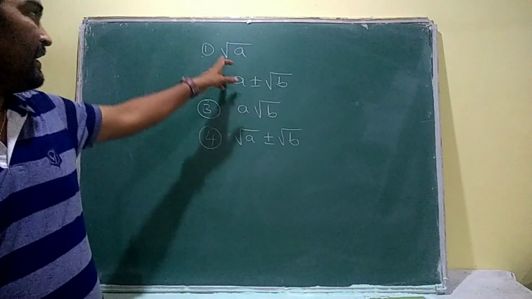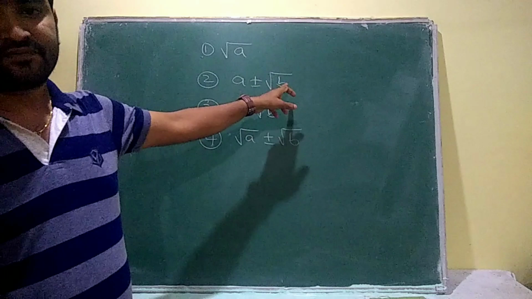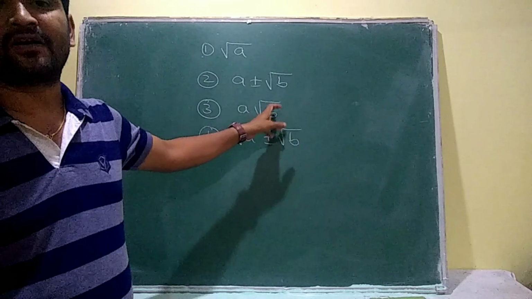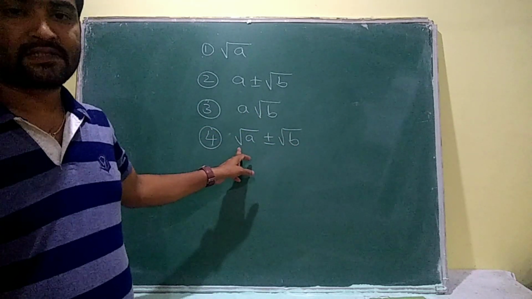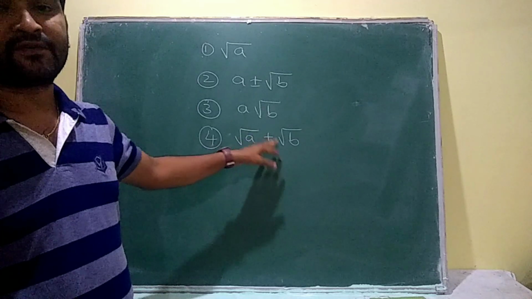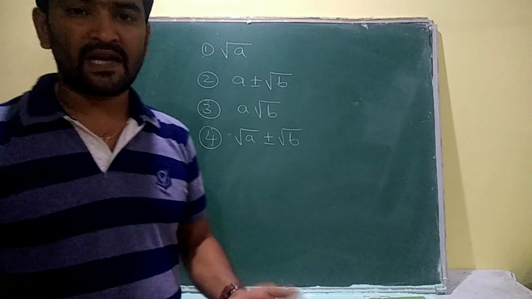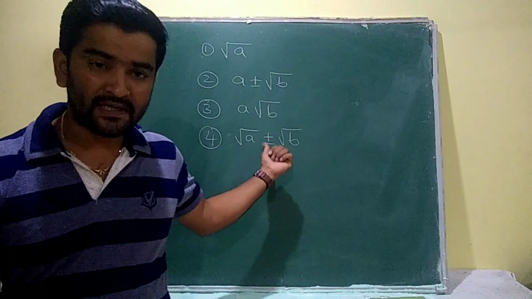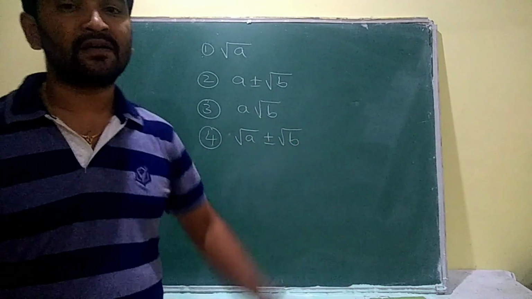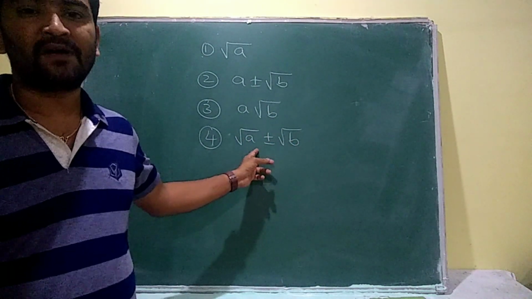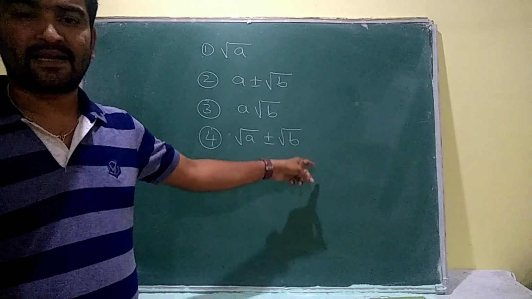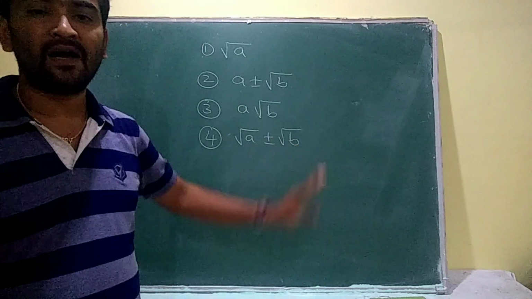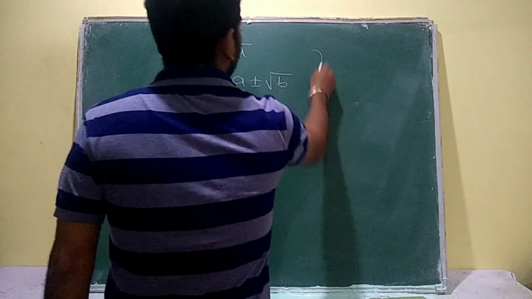We know that the sum of a rational and irrational is always irrational. The product of a rational and irrational is always irrational. The sum of two irrationals or the product of two irrationals may be rational or may not be rational. Clear? But here this A and B are prime numbers. In this case, the sum of two irrationals is irrational and the difference of two irrationals is also irrational because this A and B are prime numbers.